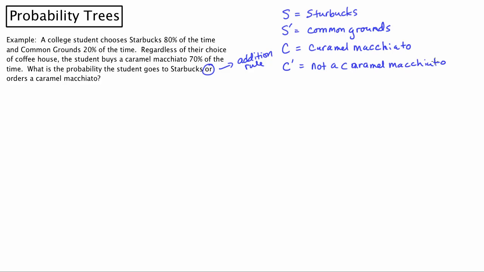So what is the question asking us to do? It's asking us to find the probability a student goes to Starbucks or orders a caramel macchiato. So essentially the question is asking us to find the probability of S union C. That's what it's asking us to find. Now, that's maybe a little bit easier said than done when you consider that there's two different ways in which the student could order a caramel macchiato. One where they've chosen Starbucks and one where they haven't. That's what adds a little bit of a wrinkle to this problem.